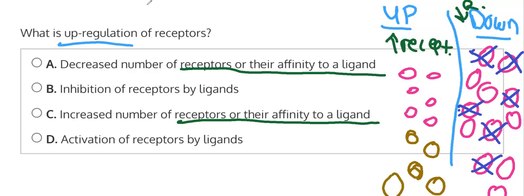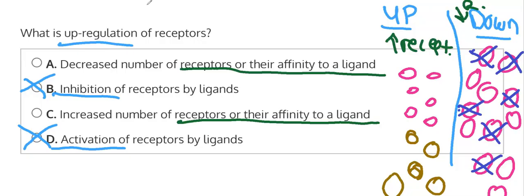As opposed to in options B and D, you might notice they say inhibition of receptors by ligand or activation of receptors by ligand. But when we're talking about up and down regulation, we're talking about actual receptor sites, not about inhibition or activation. Those are different processes of receptors. So we can eliminate options B and D. And then which one to choose?